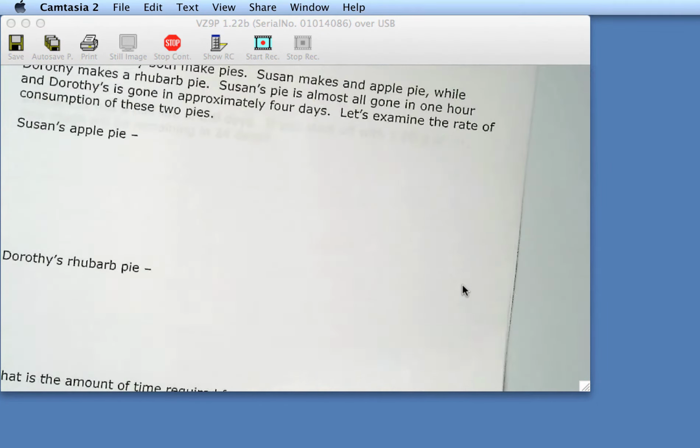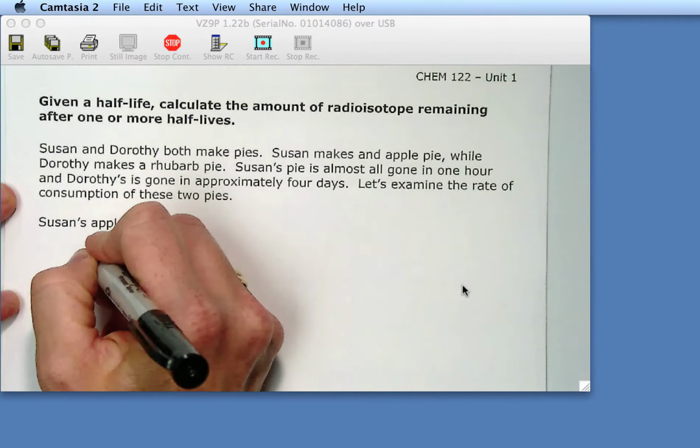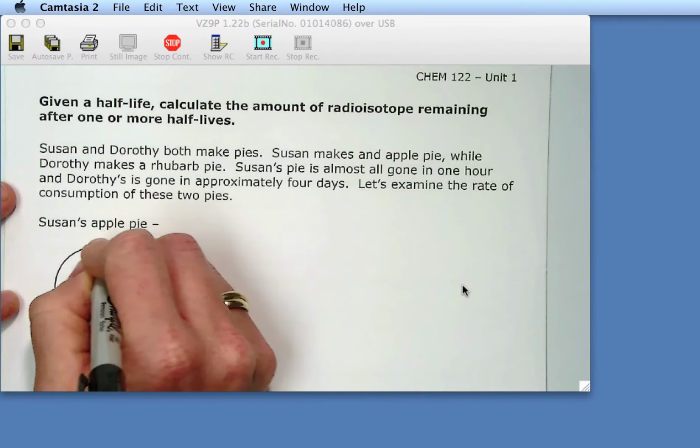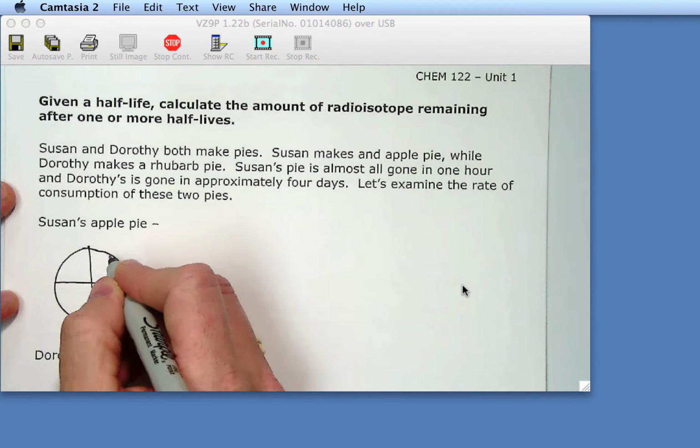So, if Susan and Dorothy make pies, let's say Susan makes an apple pie, Dorothy makes a rhubarb pie. Susan's pie is almost gone in 1 hour, and Dorothy's is gone in approximately 4 days. That tells you a lot about how popular they are, right? So let's examine the rate of consumption of these two pies.